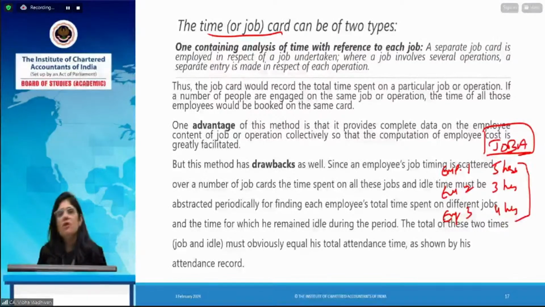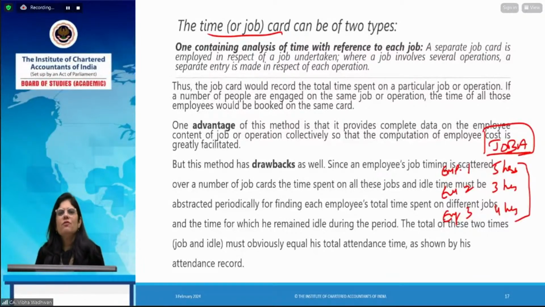But again, indirect labor cost is very difficult. Indirect labor cost, now supervisor's time we cannot record here because it is indirect. So the job card is effective to calculate the direct labor cost, the employees or the workers who have worked directly on the job. But the indirect labor cost we cannot record on the job card. That is the drawback of the job card.